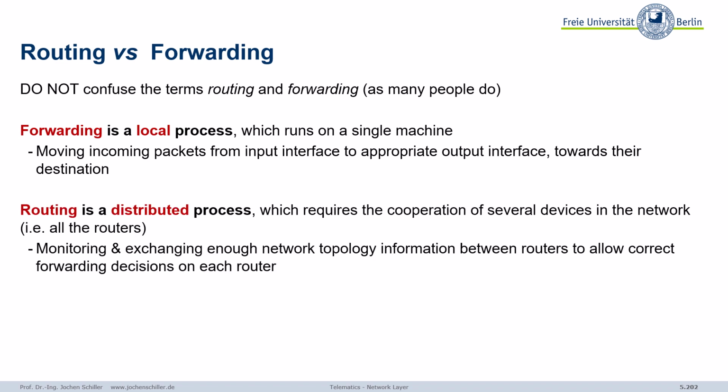Routing, creating the routing table, is a distributed process. There's a lot of cooperation with many different devices in the network, all the routers. Well, not all for all the steps, but in the end, yes, it's a distributed approach towards finding the set of whatever optimal paths. So we monitor the traffic, we exchange parts of the network topology, and the idea is then to allow correct forwarding decisions locally on the router. So routing and forwarding, different things.